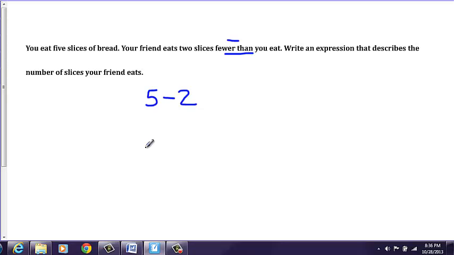Alright, I want you to finish up the problems that we did not do on this worksheet, and we are going to check them in class.